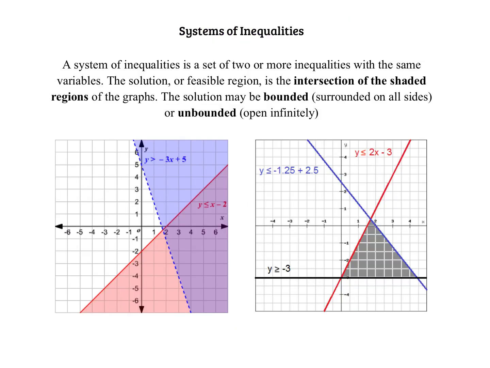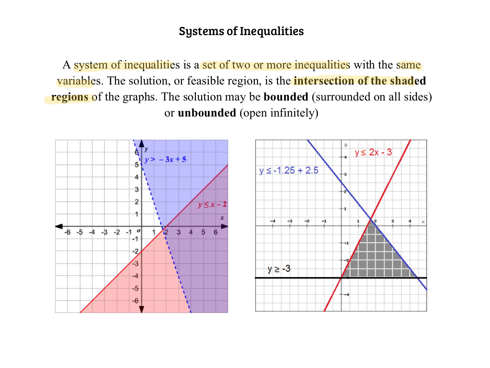So we talked about solving a system of equations before where we graph our two linear equations and we look for that point of intersection. But now we're solving a system of inequalities. So this is when we have a set of two or more inequalities with the same variables. And our solution, which we call a feasible region, is actually going to be the intersection of the shaded regions. So your answer is actually going to be like a shaded in region on a graph.